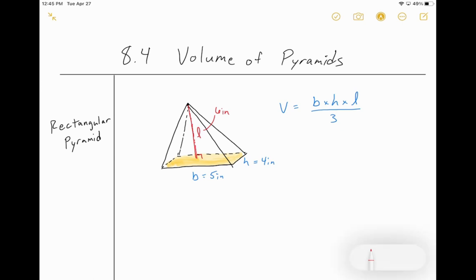So have your handy dandy calculator ready, and let's go ahead and calculate this. Here we go. So volume is equal to 5 base times 4 height times 6 length, all divided by 3. Go ahead and put that into your calculator. And you should get 40 inches cubed.